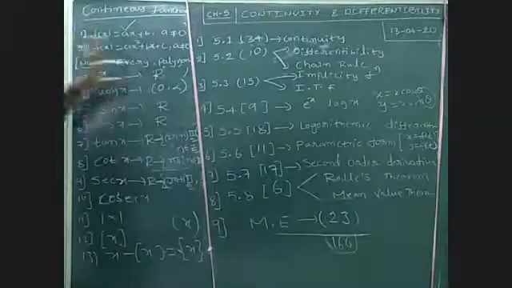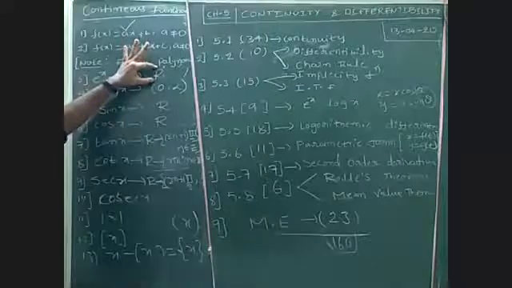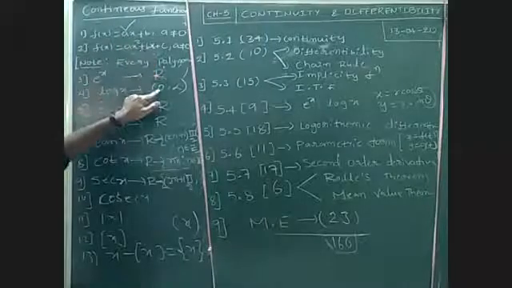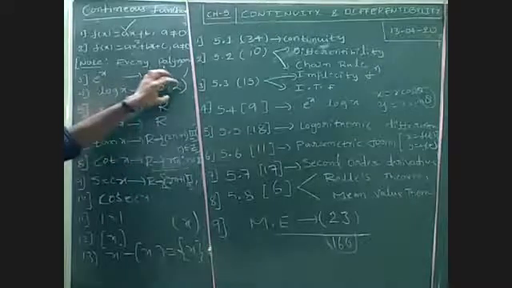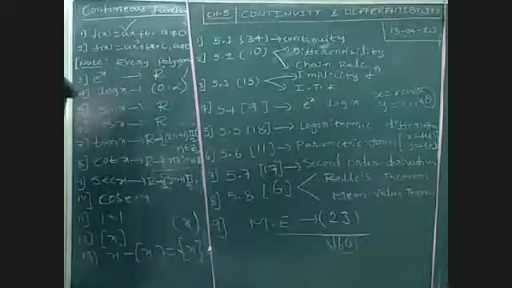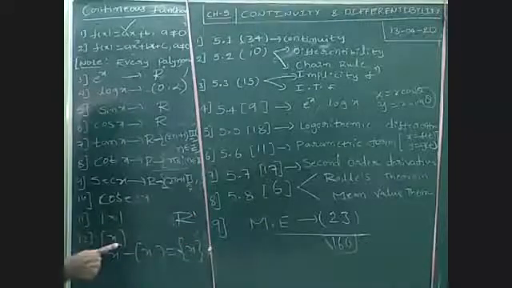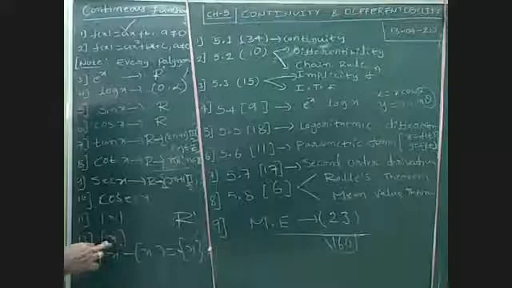E power x is a continuous function for all real numbers. Log x is continuous only over the interval 0 to infinity. See, these domains are very important. The absolute value function is always continuous on the real numbers. The step function is the greatest integer function.